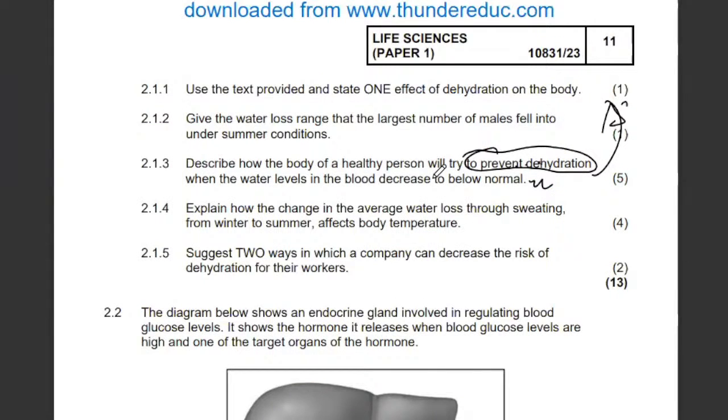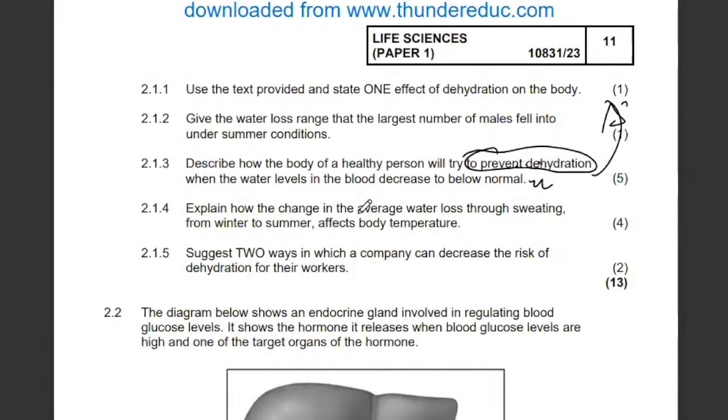Not thermoregulation, osmoregulation. Then the next question is asking you to explain how the change in the average water loss through sweating from winter to summer affects the body temperature. So how do you explain how this average water loss from winter to summer will affect the body temperature?